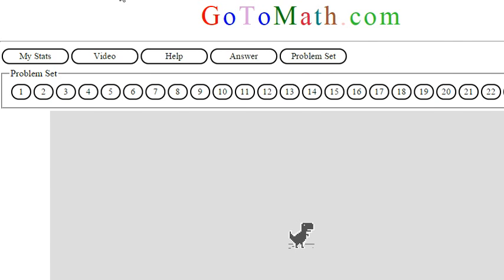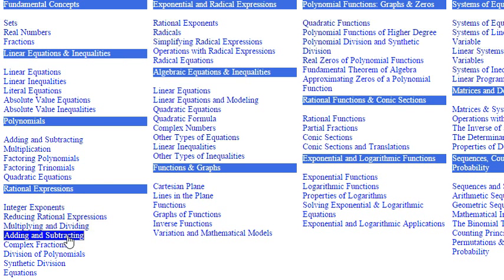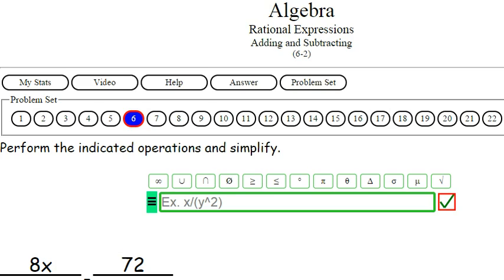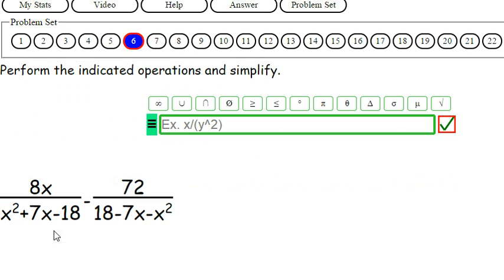Okay, we're here at GoToMath.com. Click on the algebra. Let's go down to adding and subtracting because we're learning how to add and subtract. Well, we're a little late on that, aren't we? Just kidding. Rational expressions. We have 8x over x squared plus 7x.